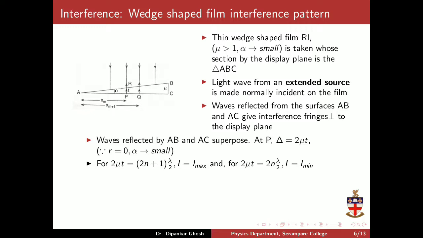When 2μt, this path difference, is a half integral multiple of lambda, we have maximum intensity, and when this path difference 2μt is an integral multiple of lambda, we have minimum intensity. Why is that? Once again, when the light is being reflected by the surface AB, light rays are traveling from rarer to denser medium. So light reflected by the top surface will have an extra path length of lambda by 2, whereas light reflected by the bottom surface, namely AC, won't have this lambda by 2. Why? Because when it is being reflected by AC, the light rays are traveling from a denser to a rarer medium.